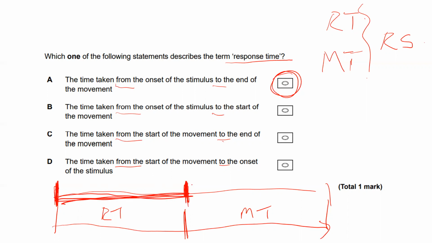Then movement time is from the start of the movement all the way through to the end. So the time taken from the start of the movement to the end of the movement, the combination of them, so from the start of the stimulus all the way through to the end of the movement or the event, that is what response time is. So just be really clear that there are three key terms there that you need to be aware of, and response time is the combination of the other two.